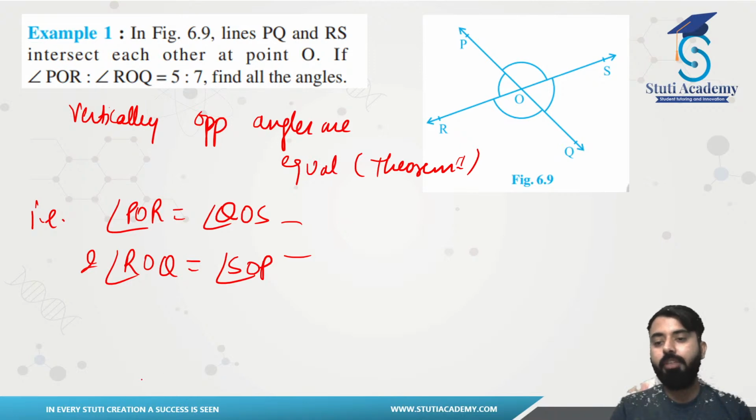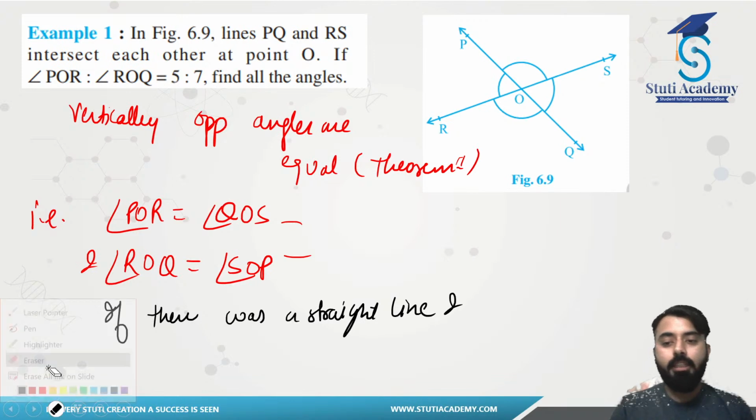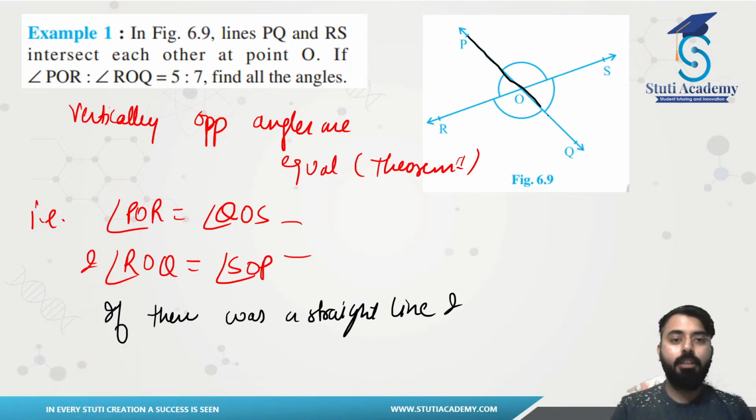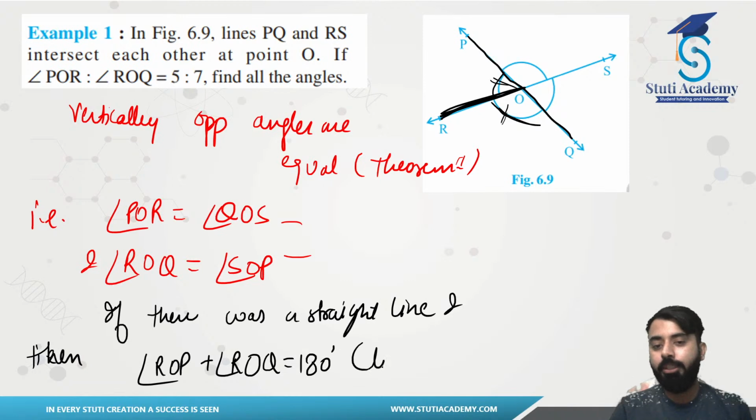Now there is one more condition right here. You guys remember, if there was a straight line and a ray was falling on that. Now you can look here. Let's just focus on our PQ. Let's say PQ is a straight line, right? This is a straight line and a ray OR is falling on it. Then there are two angles right here. Sum of those two angles will be what? It will be 180. So then what happens here is angle ROP plus angle ROQ, that will be what? 180 due to linear pair, right?